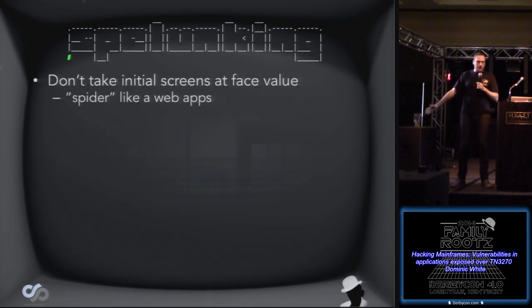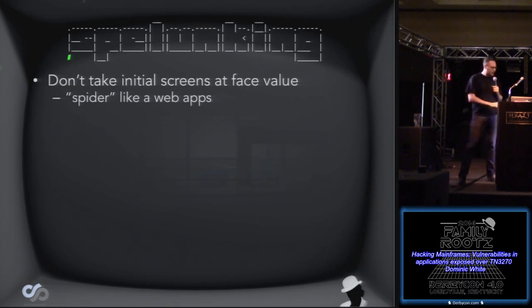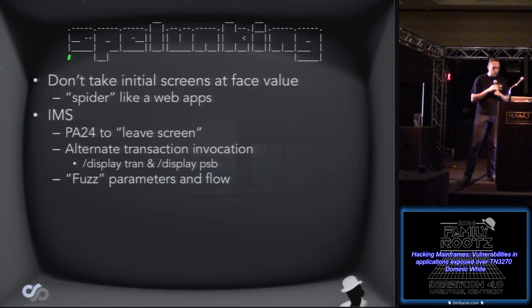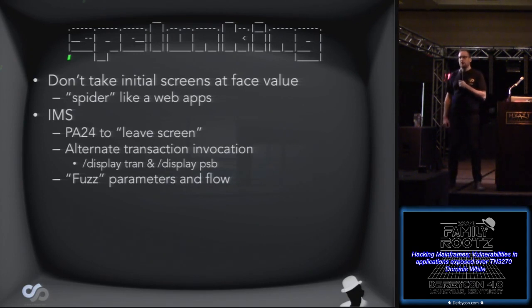So now we've got a bunch of application regions that we know about that we can connect to, so let's mess with them. With IMS, the thing that took me probably two days to figure out, and then it was just a revelation, is to drop into the IMS shell, you have to hit the PA24 function, which, depending on your emulator, will get mapped to different things. Once you do that, then you can type in IMS commands. IBM has those beautifully documented. The most useful ones are the /DISPLAY TRAN and /DISPLAY PSB things.